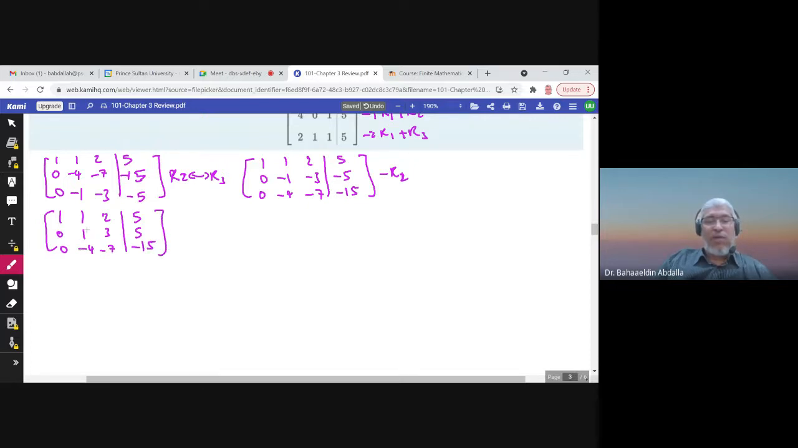Now the number in the second row, second column is 1. I use it to make the one above 0. And the negative 4, I need it also to be 0. So I finish this second column this way, on my way to making this matrix the identity matrix. So here the second row is not changing. And I have 0 here. So this is 1 and this is 0.